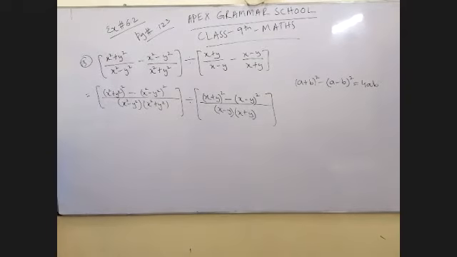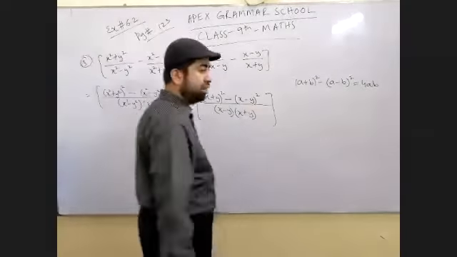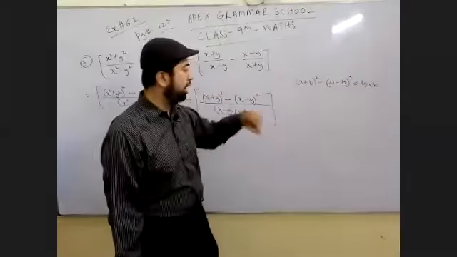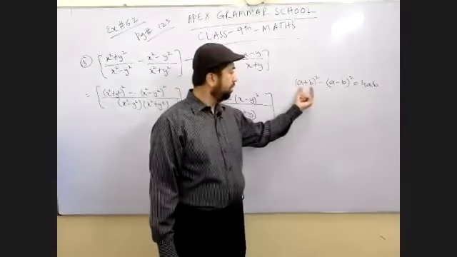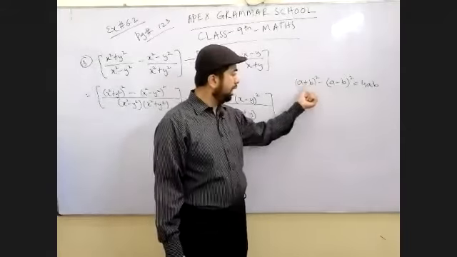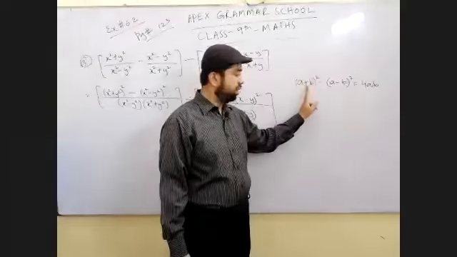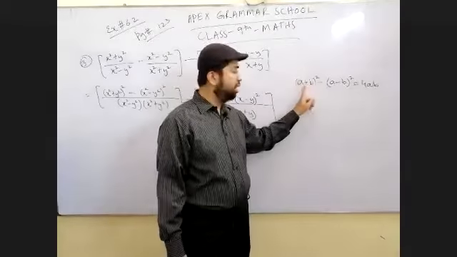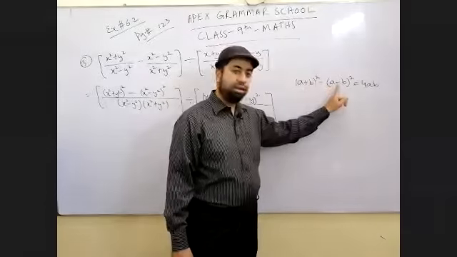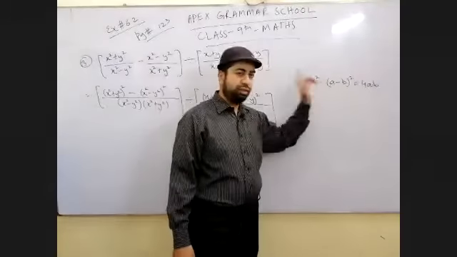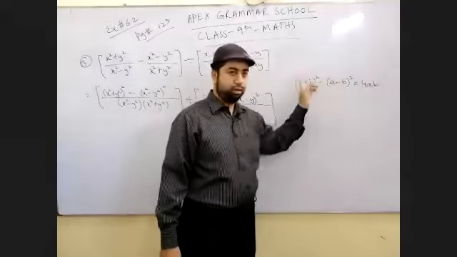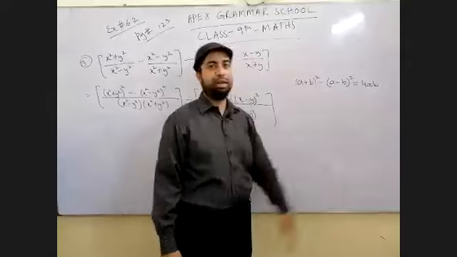(a plus b) whole square minus (a minus b) whole square is equal to 4ab. You can directly apply this formula if this situation is made here. For example, a plus b, both a and b are the same here and here, but for this the positive sign will be here, and for this the negative sign will be here, and both values contain a square, and between them there is a minus sign.